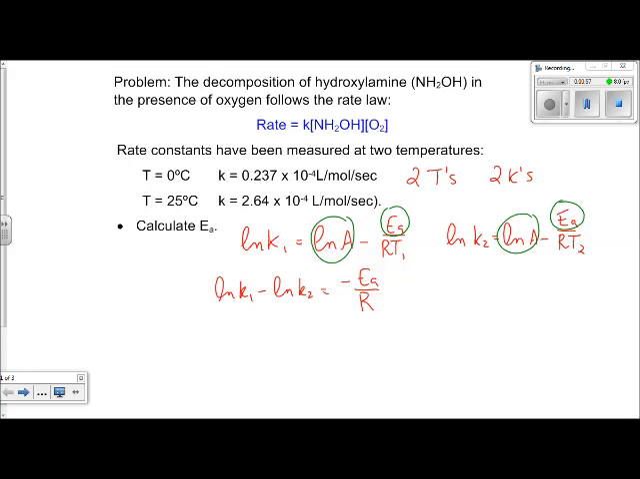We pull out the remaining common terms, minus EA over R, and then we have an expression with the two temperatures, T1 and T2. We will rearrange this to put the EA on the left side. That's the value that we're after. And so we have a whole expression now for EA involving K1, K2, and T1 and T2.